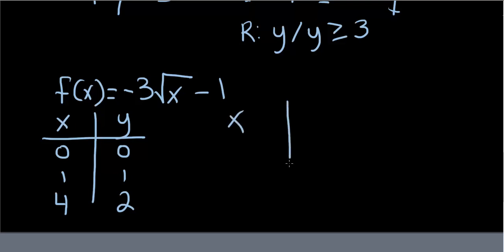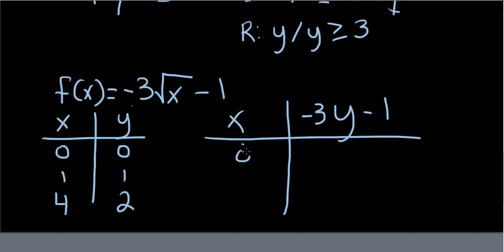And then I'm going to create the table of values for the transformation. This -3 affects y, so it's going to go right here. And this -1 affects y as well, so it's going to go right here. I don't have anything affecting x, so x is going to stay the same, 0, 1, 4. For y, it will be -3 times 0, that is 0, minus 1, -1. For 1, it's going to be -3 times 1, -3 minus 1, -4. And for 2, it's going to be -3 times 2, -6, minus 1, -7.